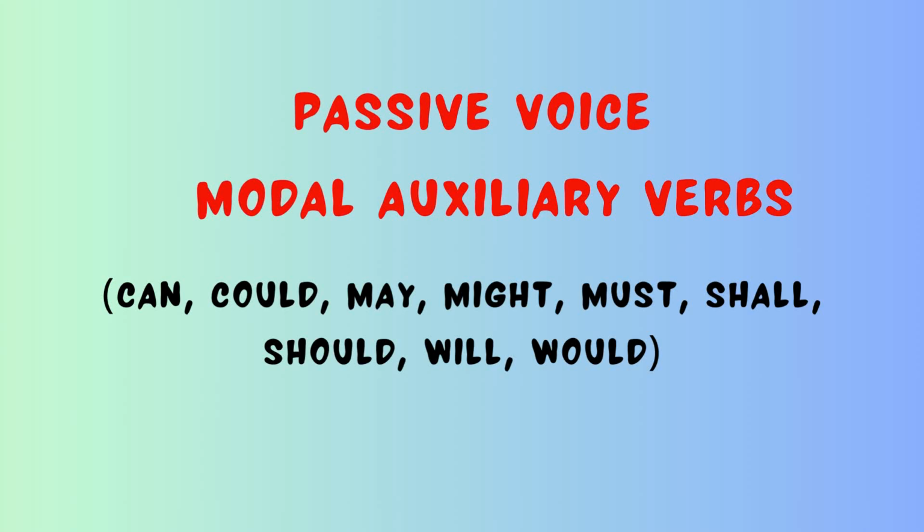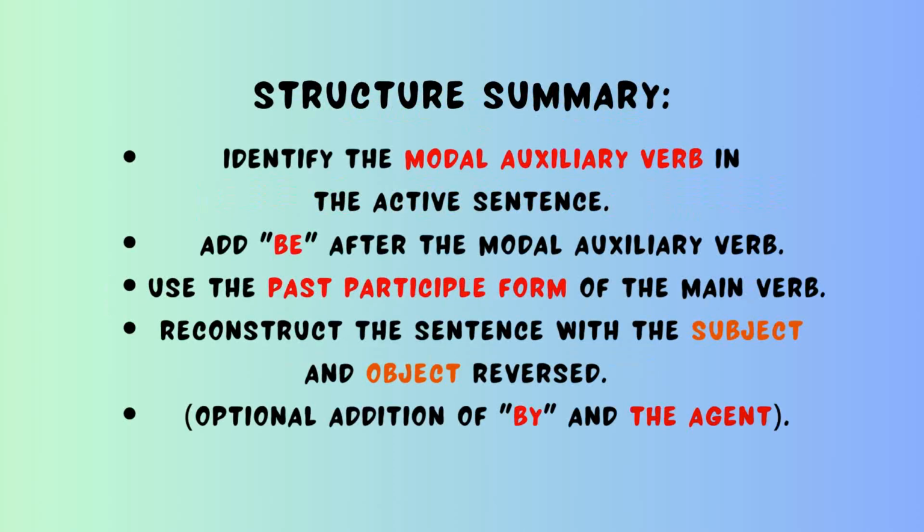Passive voice, modal auxiliary verbs, structure summary. Identify the modal auxiliary verb in the active sentence. Add "be" after the modal auxiliary verb. Use the past participle form of the main verb. Reconstruct the sentence with the subject and object reversed. Optional addition of "by" and the agent.